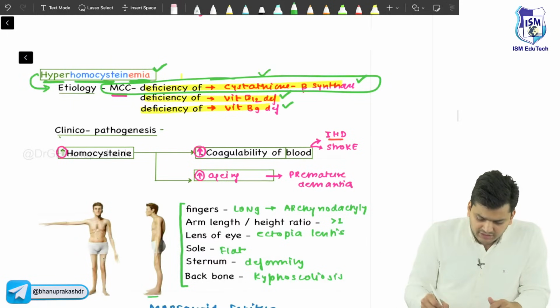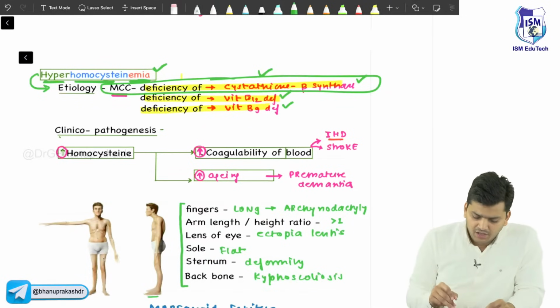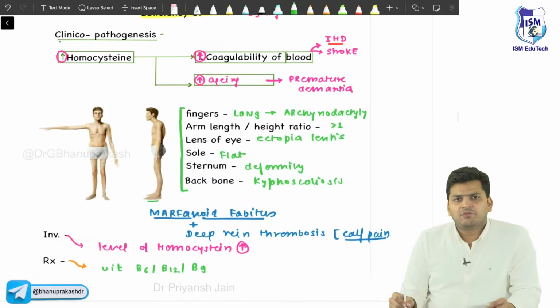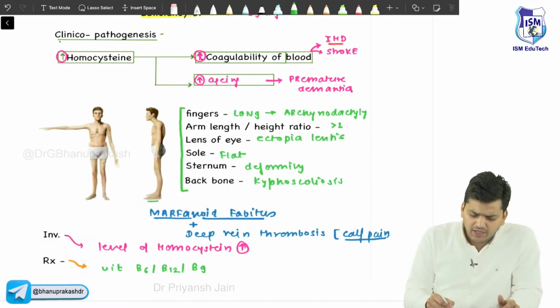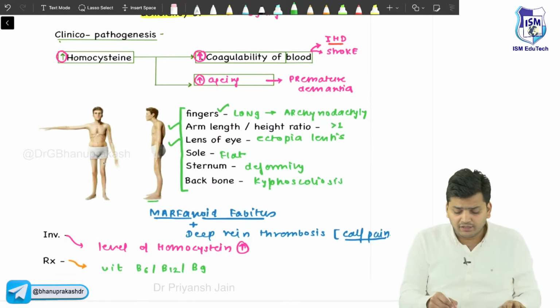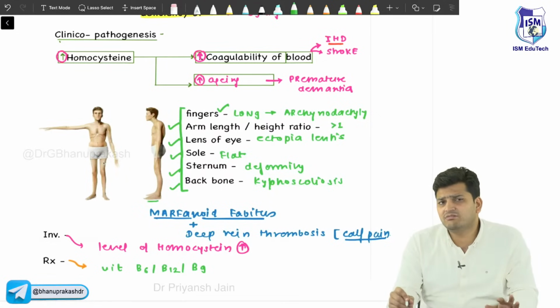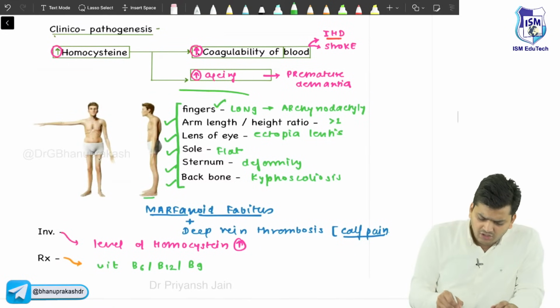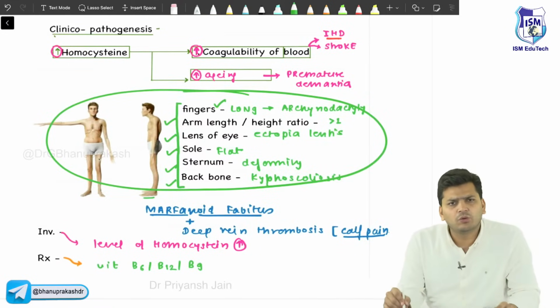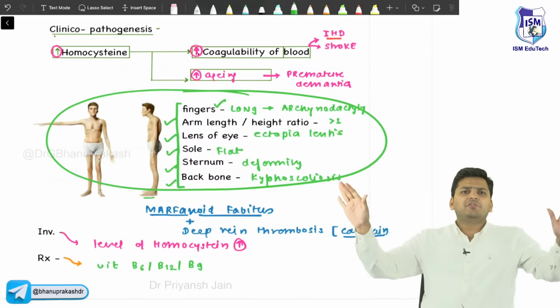What is the most common cause? Cystathionine beta synthase deficiency. How are you going to identify it? See, 1. The body features. The patient with hyperhomocysteinemia will have very peculiar body features. He is going to be tall, his fingers will be long and cylindrical, that is arachnodactyly, the arm length will be more, ectopia lentis will be there, flat soles, sternum deformity, scoliosis. You must be wondering that all these things are there in Marfan syndrome also. Marfan syndrome and homocystinuria, the body features are the same.